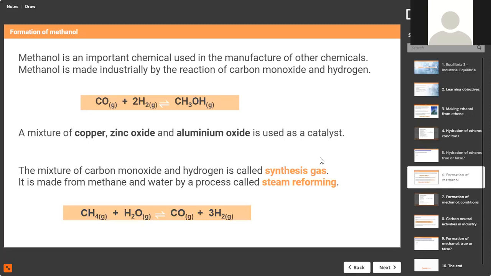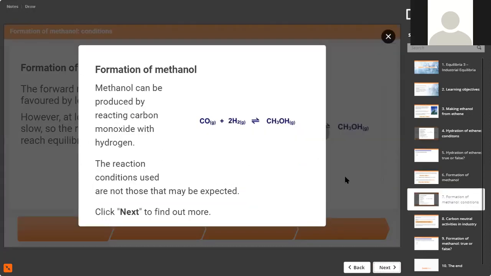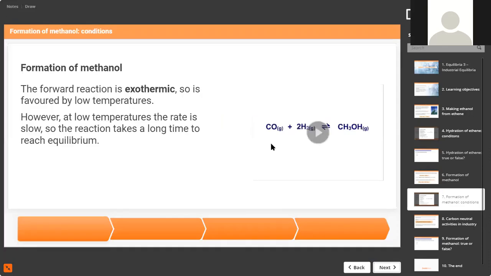So methane and water, we make carbon monoxide and hydrogen. That's our synthesis gas, and we get that from steam reforming. So formation of methanol, we're going to look at the conditions. Methanol can be produced by reacting carbon monoxide with hydrogen. The reaction conditions used are not those that may be expected.